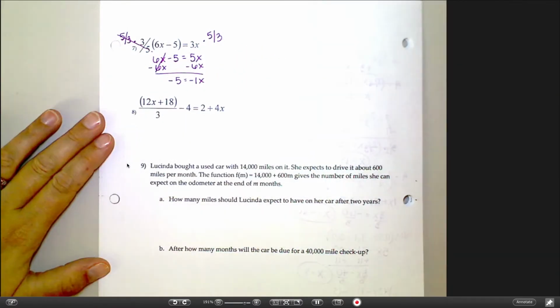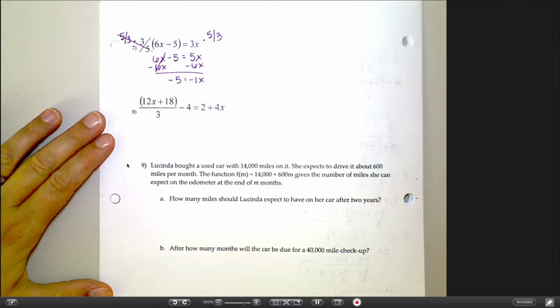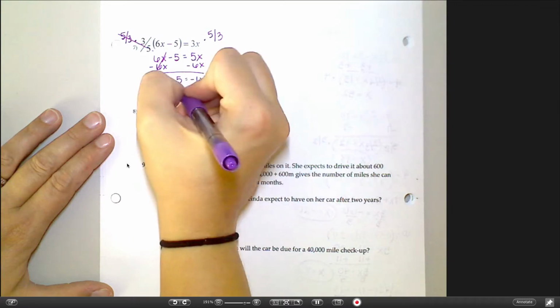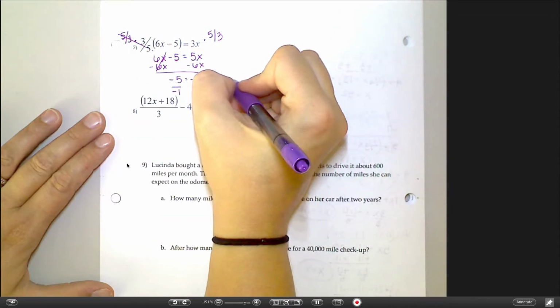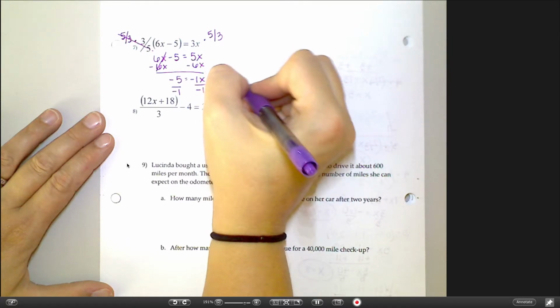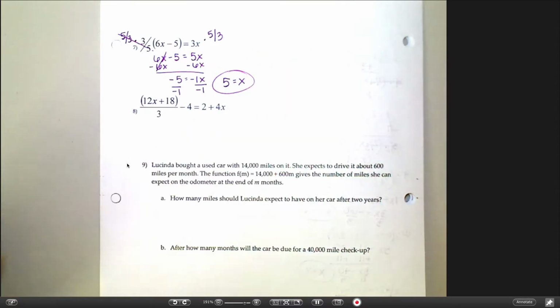Can you do that last step without actually writing out the division? If negative 5 equals negative x, what does positive x equal? Okay, let's just divide by negative 1. What's negative 5 divided by negative 1? Just 5. Okay.